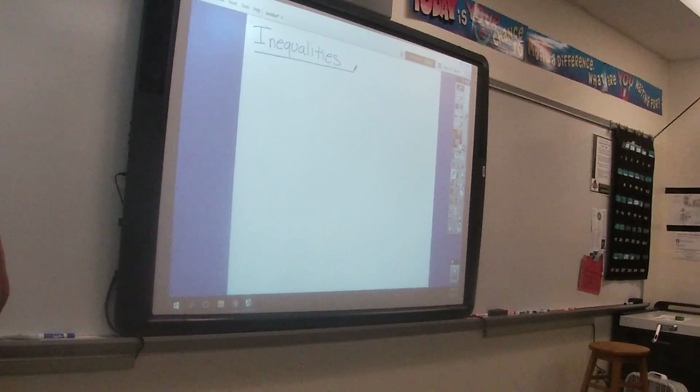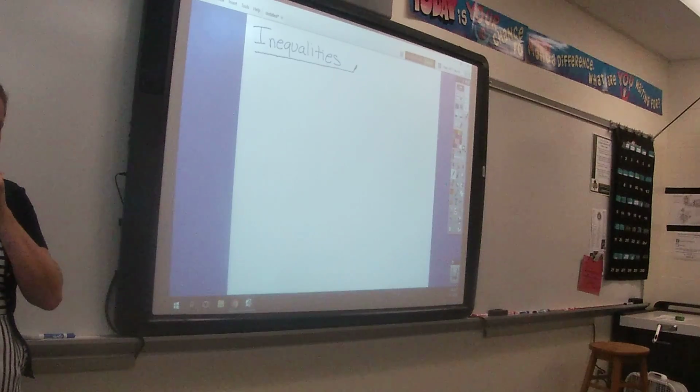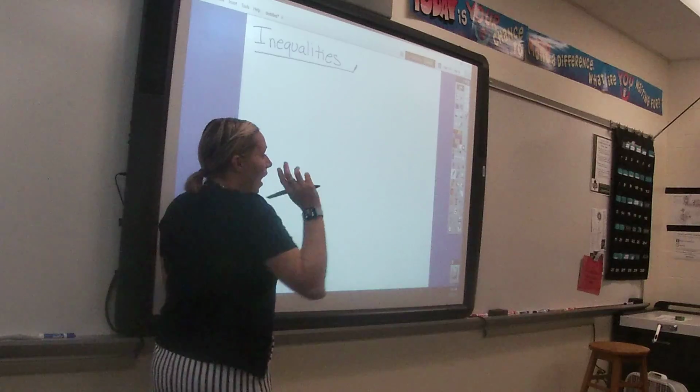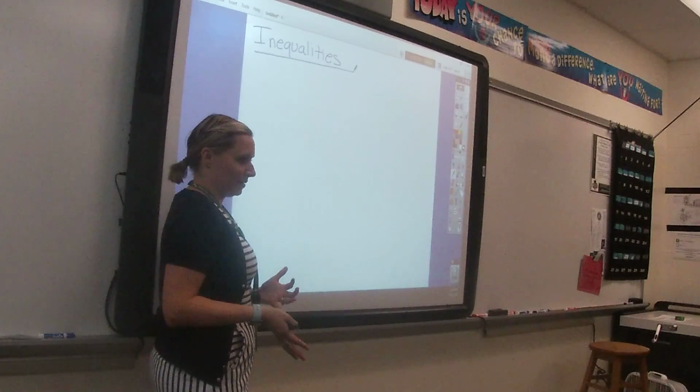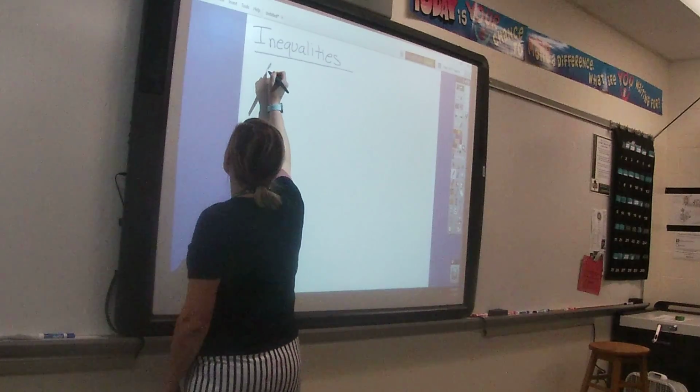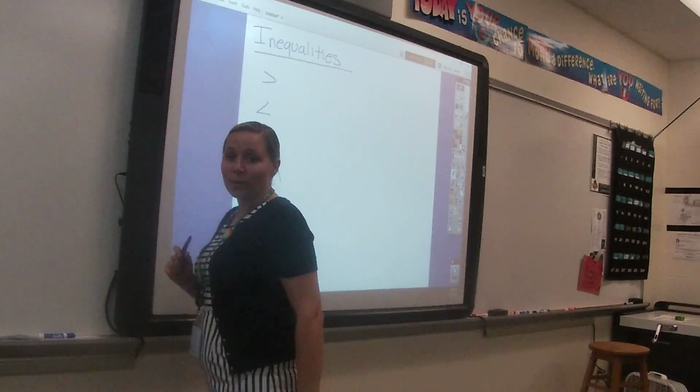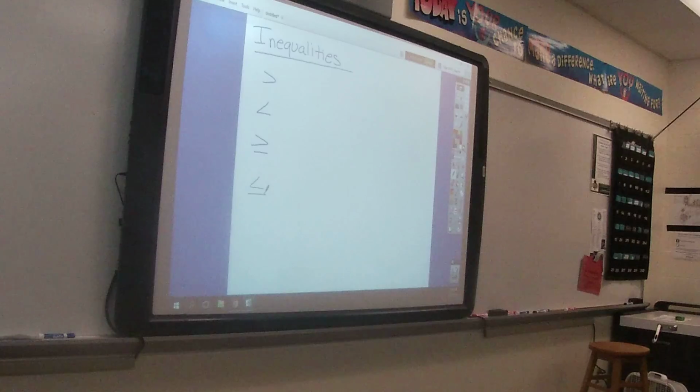Now, hopefully we've heard the word inequality before. What is an inequality? I think we know probably. Not exactly, but it's other signs other than an equal sign. Oh, like greater than? Yeah, there we go. These symbols. Right? Those are inequalities.